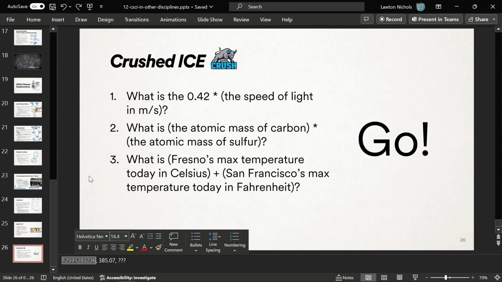Number 2. Oh, you can't even see it. Atomic mass of carbon plus atomic mass of sulfur. Very nice. 385-ish. Good job. Exchange that for money, maybe, from somebody else in the class.